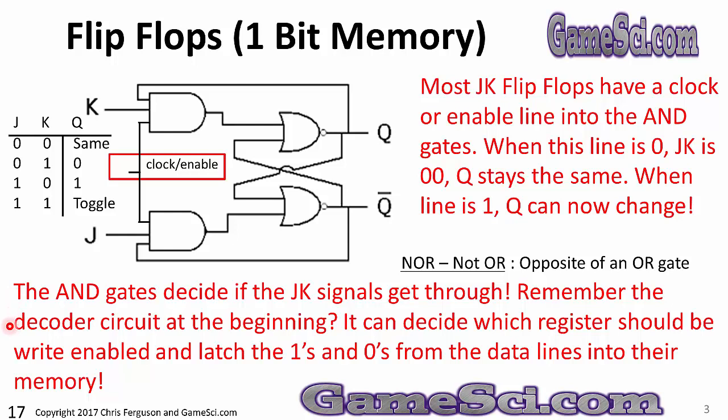Remember the decoder circuit at the beginning? It can decide which register should be write enabled and latch the ones and zeros from the data lines into their memory. This is a clock or enable line. If it is 0, then these AND gates always have 0 and we're permanently stuck with JK of 0. When this line goes to 1, then one of these AND gates can go to 1. And only then. This is a clock or enable line that says activate this flip-flop.